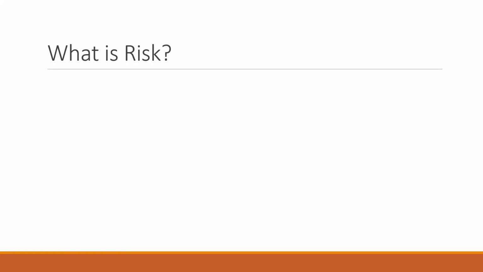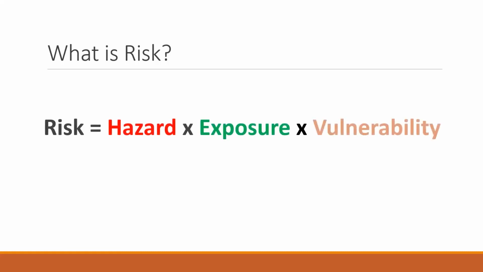So what is risk? Risk is actually a relationship between three different things, which we will further define in the next slides. As you can see on the screen, risk is when you take a hazard and multiply it by how exposed something is to that hazard, and then multiply it again by how vulnerable something is to that hazard.